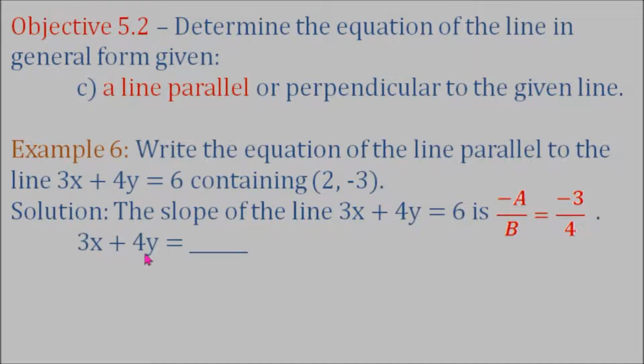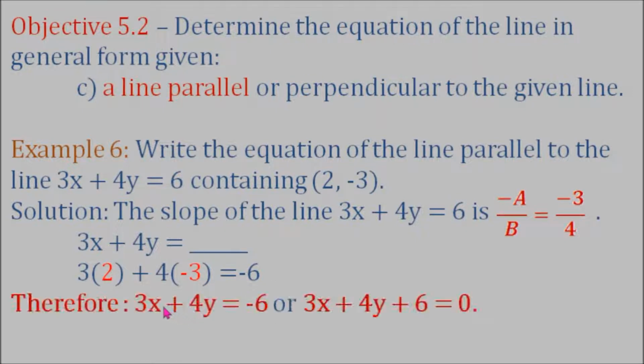So that means 3x plus 4y equals a number c. And how do we find c? We will just use these numbers here, 2 for the x and negative 3 for y. Substituting these numbers into our equation, we have 3 times 2 plus 4 times negative 3. And the answer is negative 6. So meaning to say our c is negative 6. So we are going to write our equation 3x plus 4y equals negative 6. Writing this in general form, we have 3x plus 4y plus 6 equals 0.